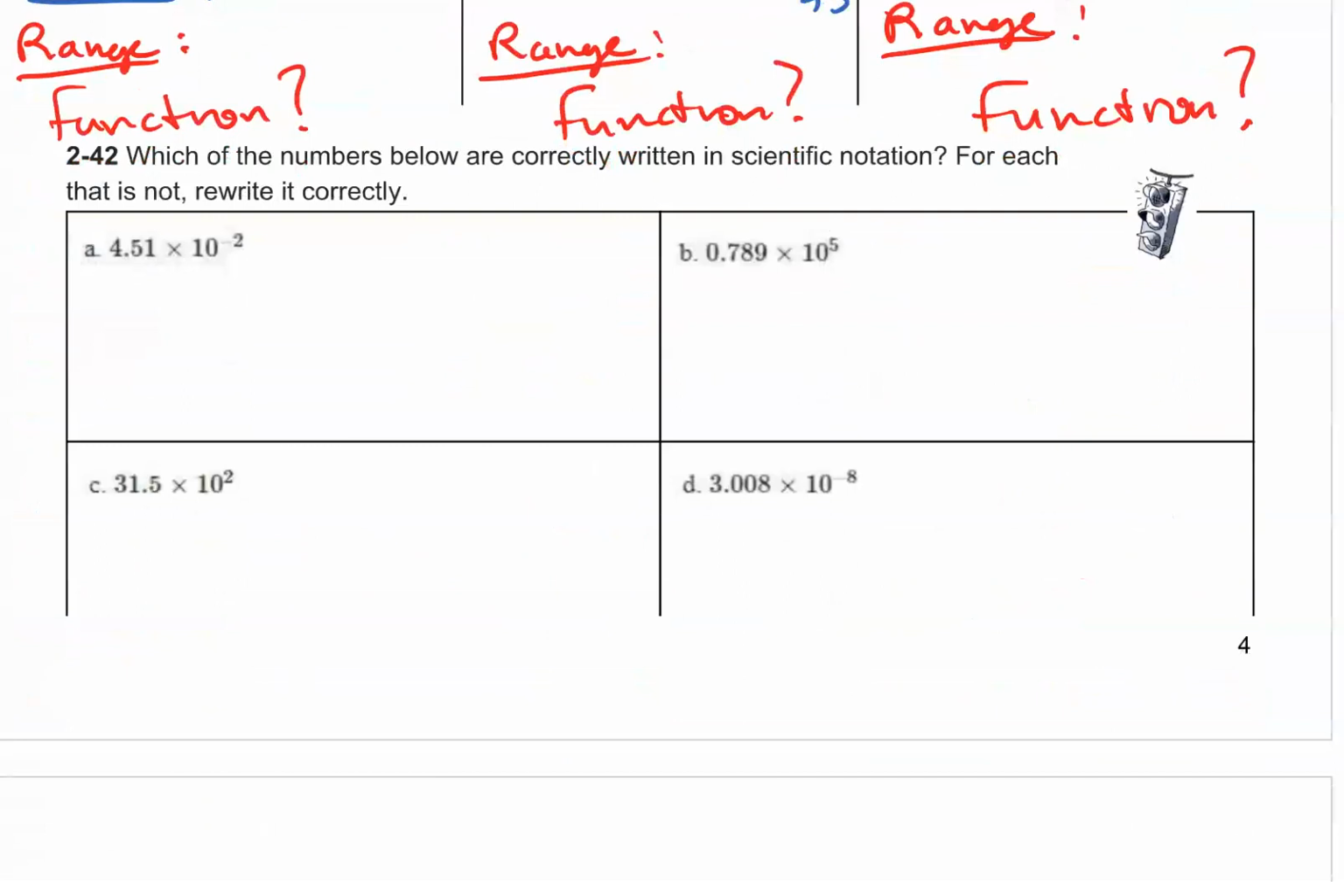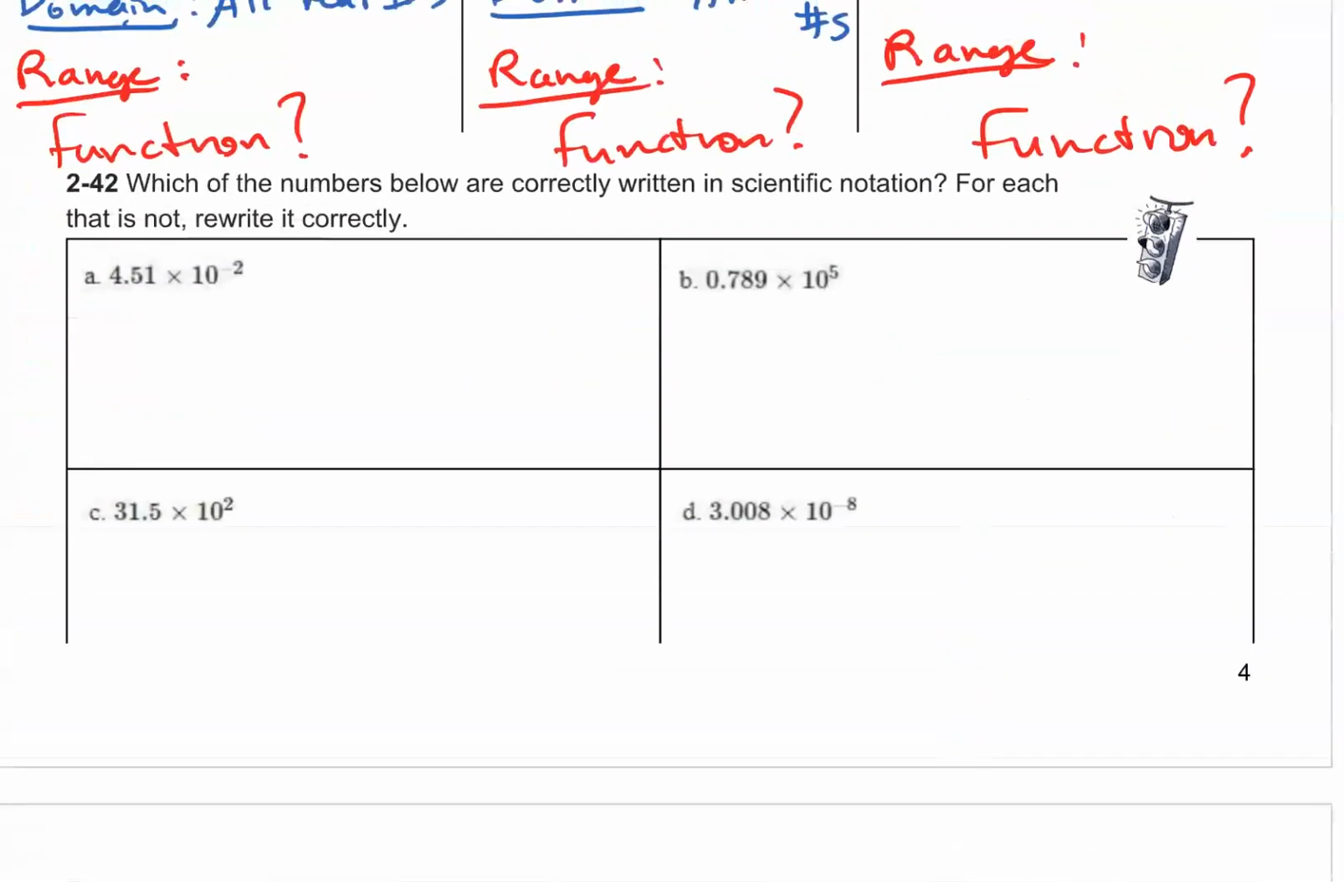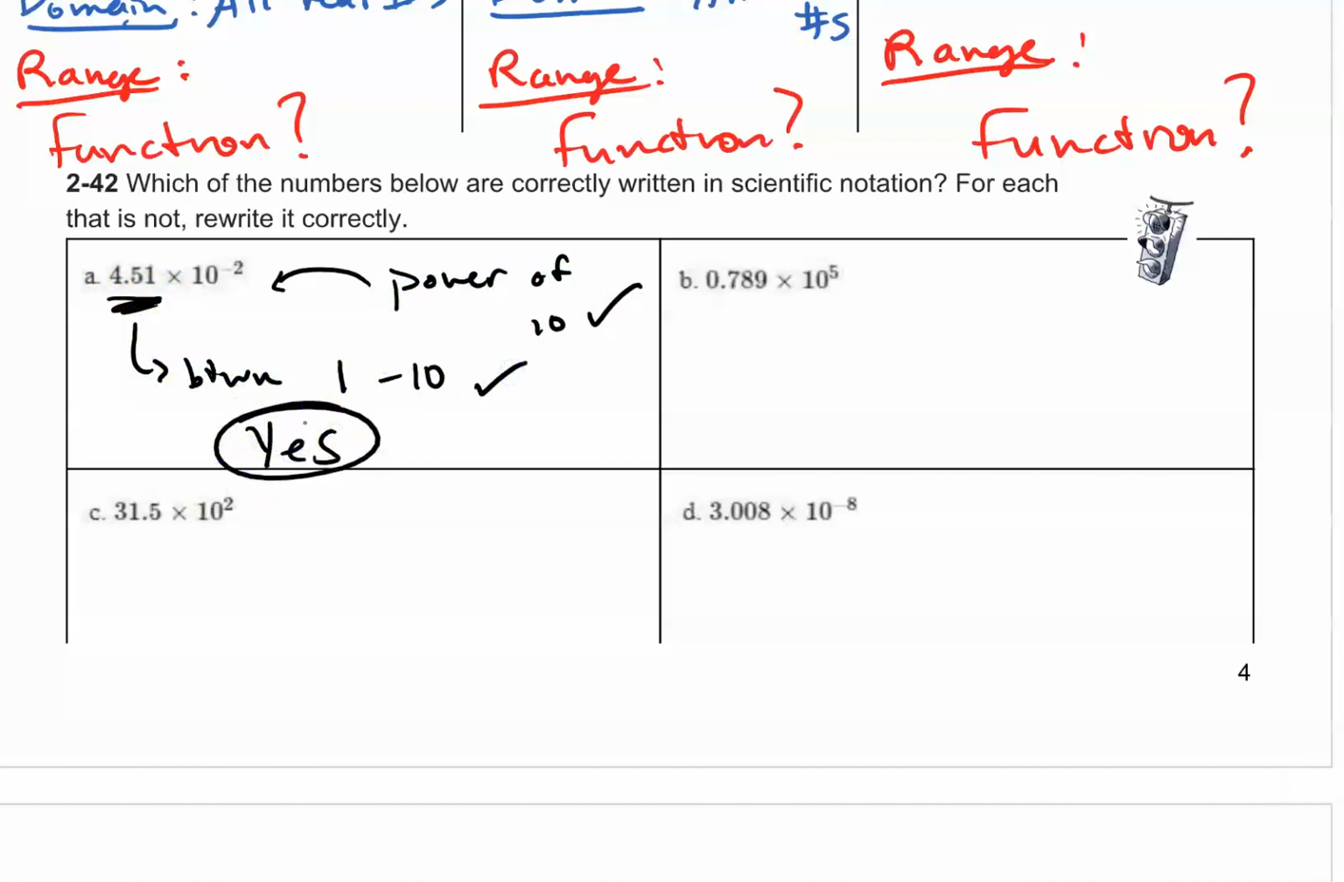2-42, scientific notation. And this is going to be our last one tonight. So 4.51 times 10 to the power negative 2. This is a power of 10. Check. This number is between 1 and 10. Check. So the answer is yes. We don't need to do anything. How about B? This thing is a power of 10, so that's a check. This thing, is it between 1 and 10? No, it's not.